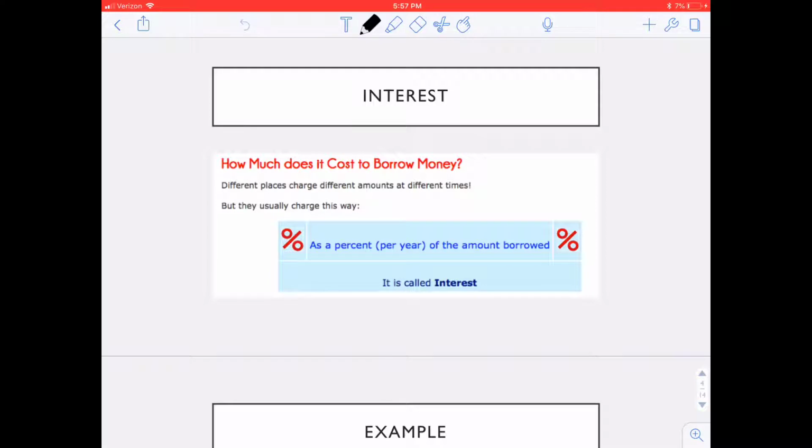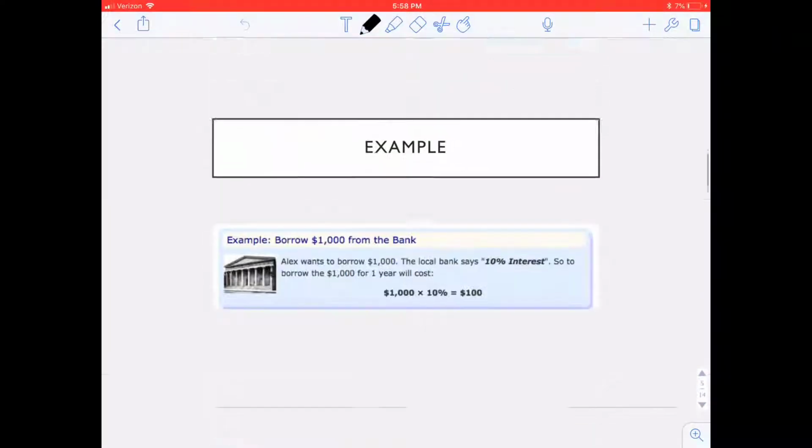So how much does it cost to actually borrow money? Different places will charge different amounts at different times, but they usually charge as a percent per year of the amount borrowed, and that's what you identify as the interest. Interest will vary from place to place, and people tend to shop around for the best interest rate because if they are going to borrow money, they're hoping for a low interest rate because they don't want to pay too much more than what they borrowed.